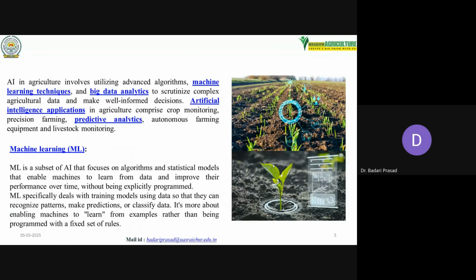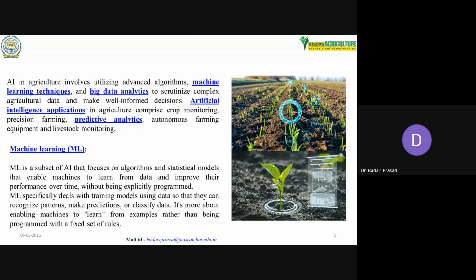So in agriculture, it involves utilizing advanced algorithms, machine learning techniques, and big data analytics to scrutinize complex agricultural data and make well-informed decisions. Suppose you ask, what will the weather be next year? What change can we expect in our climate next year or after 5 years? For a particular crop which we are going to plant this year, can we expect the threshold yield after 5 years or 10 years?